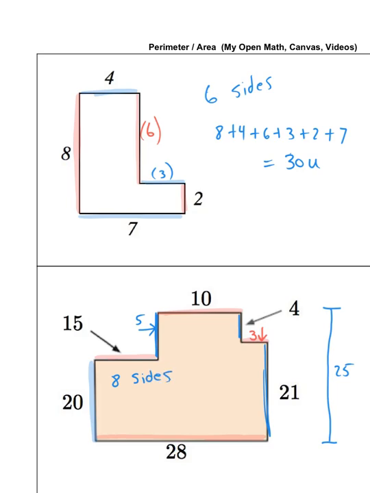So I'm going to start right here with the 20, and I'm going to go all the way around. We have 20 plus 15 plus 5 plus 10 plus 4 plus 3 plus 21 plus, I'm going to squeeze it in, plus 28. Alrighty, and that I think is going to give us a perimeter of 106 units.